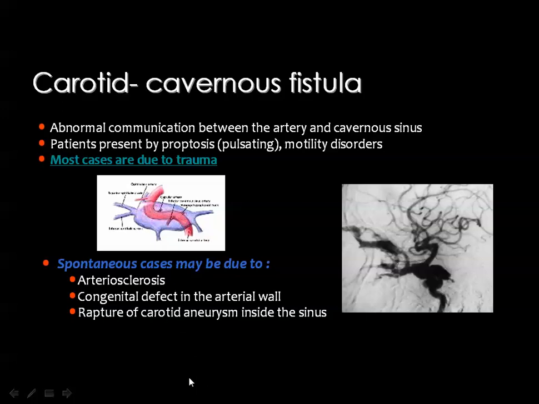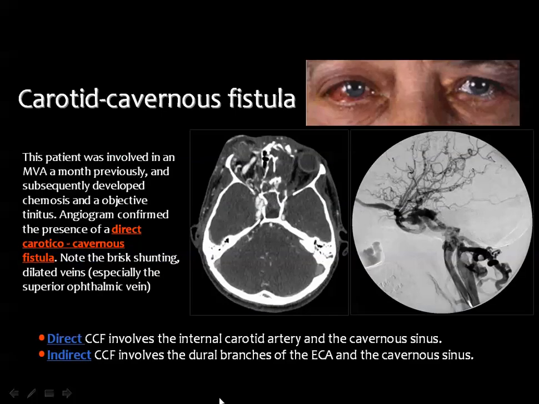One of the most important veins here is the superior ophthalmic vein, and the superior ophthalmic vein will be enormously dilated and tortuous. And then if you see that the cavernous sinus is enlarged, it is homogeneously enhanced, and the superior ophthalmic vein is significantly dilated, then you know that this is a carotid cavernous fistula.